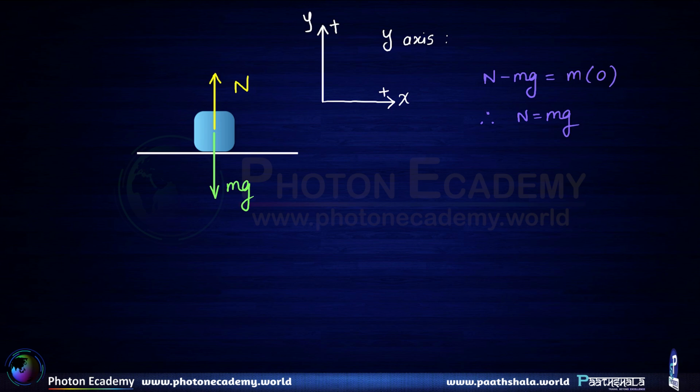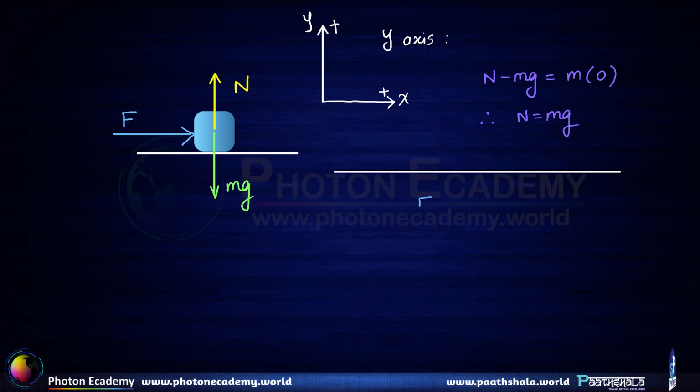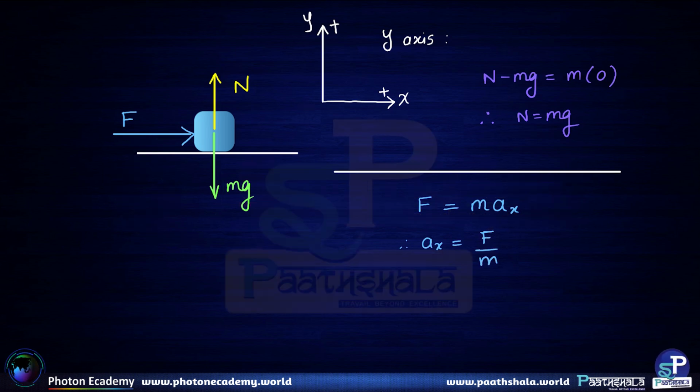Similarly, writing down the x-axis equation of motion, if we apply a particular force, let's say F, in the horizontal direction, let us say this is the force F applied in the horizontal direction. So we can write down F, and there is no other force in the horizontal direction. So F is going to be equal to m into acceleration in the x direction. Therefore acceleration in the x direction can also be written as F divided by m.